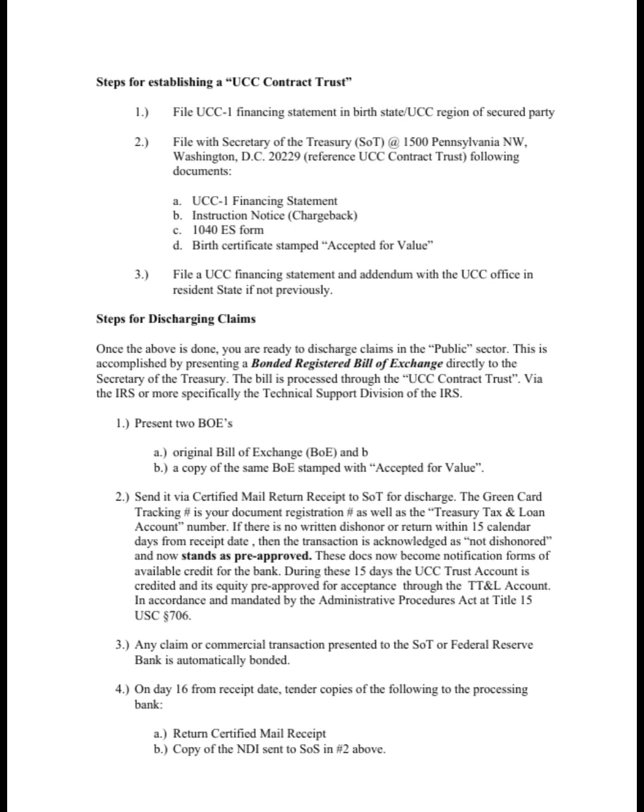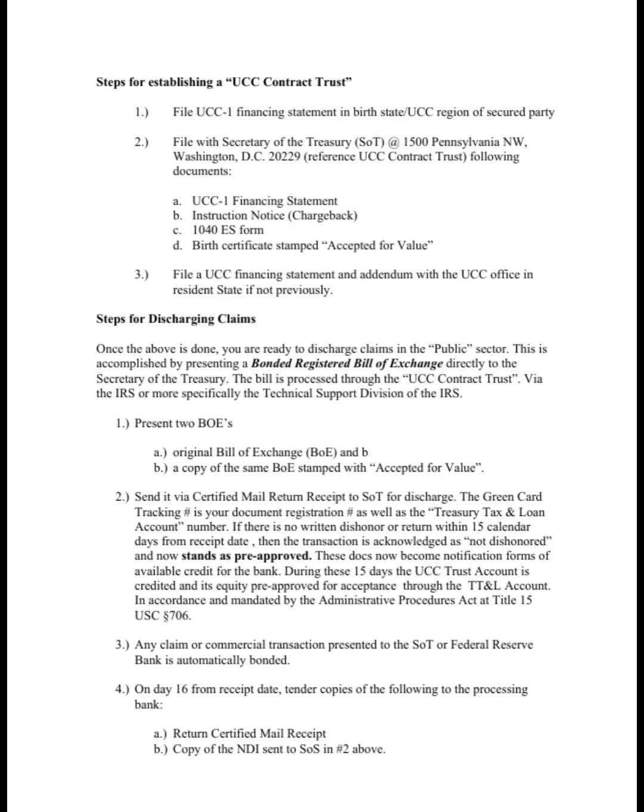So this is going to be done, processed through the UCC Contract Trust Division via the IRS, or more specifically, the Technical Support Division of the IRS. All right, so present two BOEs, bills of exchange: A, the original bill of exchange, and B, a copy of the same BOE stamped with accepted for value. So you're going to create your bill of exchange, you're going to stamp that accepted for value, that's putting it into the account that you created. Number two, send it via certified mail, receipt to the Secretary of Treasury for discharge. The green card tracking number is your document registration number, as well as the Treasury tax and loan account number.